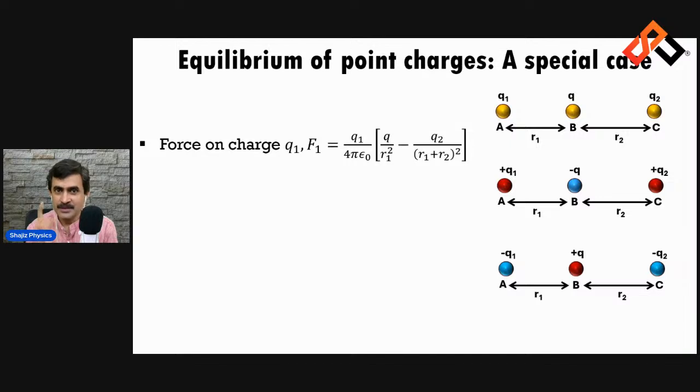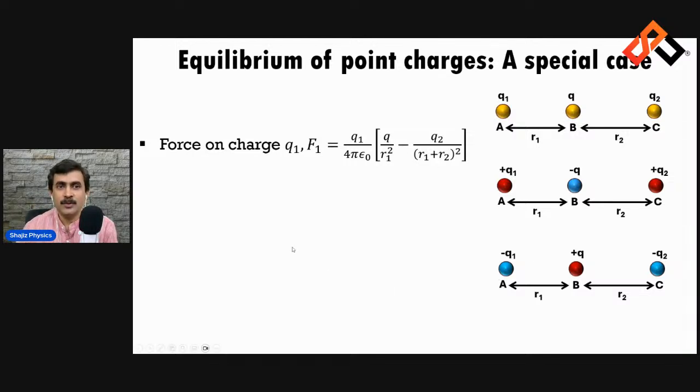So this is the way we found the net force acting on charge plus Q1 due to the other two charges, minus Q and Q2. And the same is true for the third case also. If the two charges on the extreme ends are negative and the intermediate charge, the charge at B, is positive, the same is applicable. Both are similar situations.